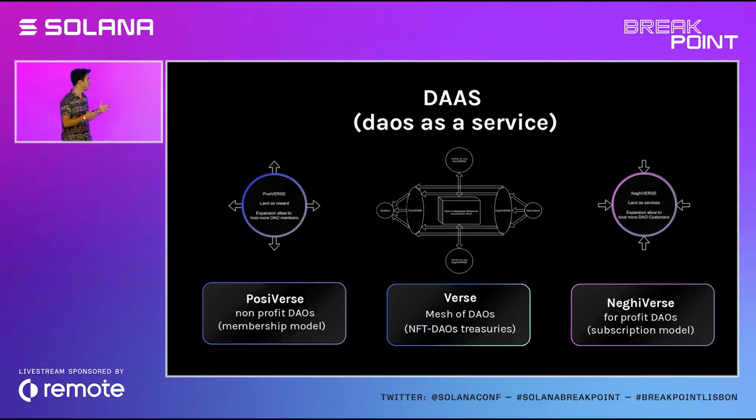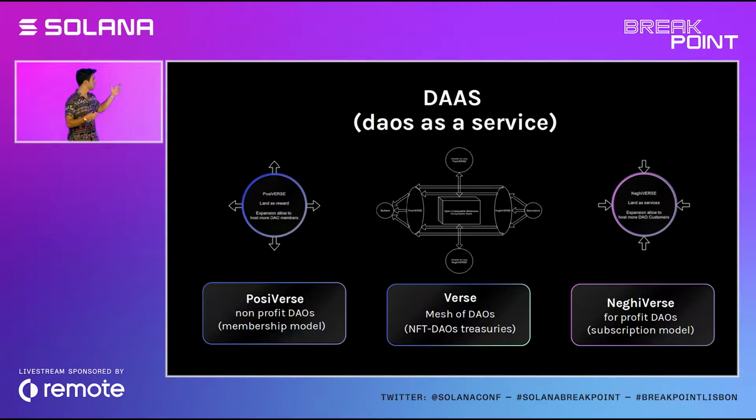And the Posiverse would be the non-profit DAO, and the Negiverse would be the for-profit DAO, where the land in the Negiverse is used as a service. So for example, it's going to be like a subscription model. So Netflix, for example: something will happen inside this world, and to enter this world, you will need to own a tile of that world.